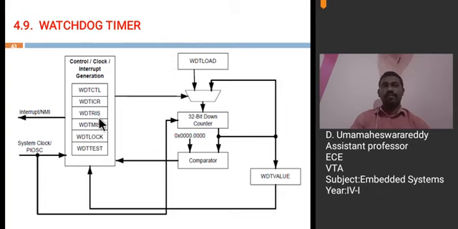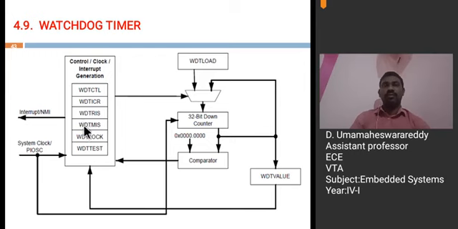Next, watchdog timer RIS, raw interrupt status. This raw interrupt status register is used to monitor the watchdog interrupt events if the controller interrupt is masked. When the controller interrupt is masked, then this register is used to monitor the watchdog timer interrupt events.